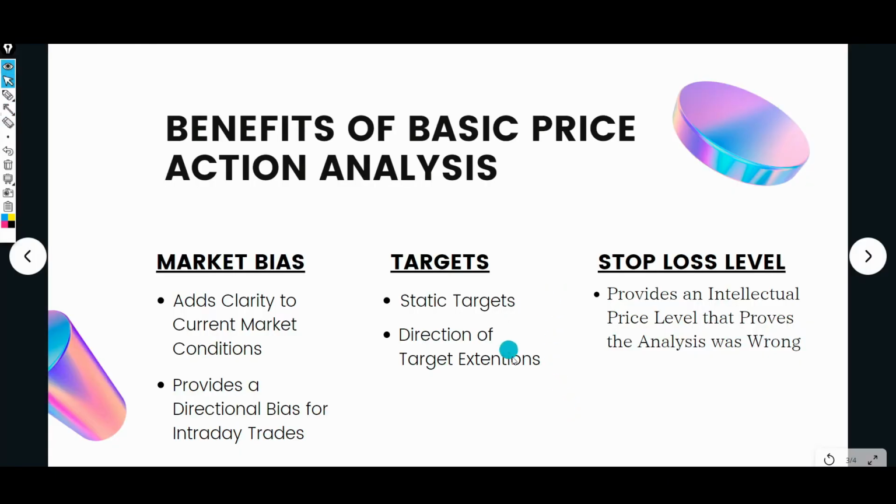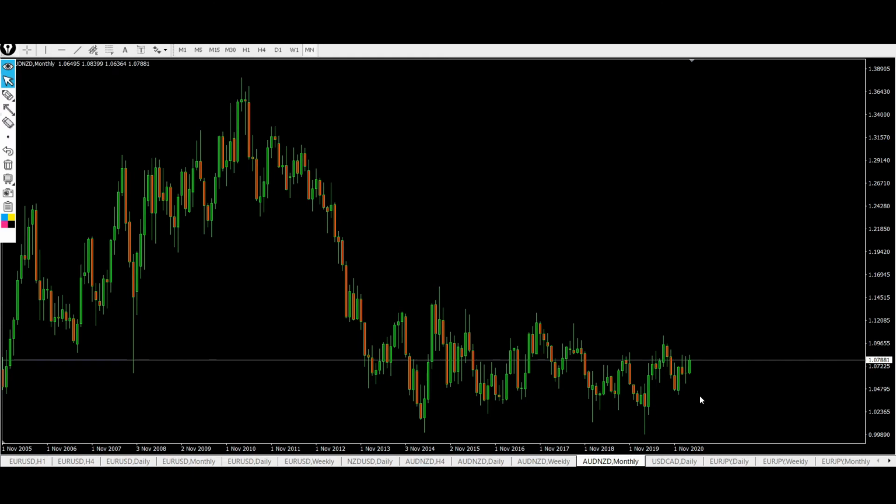Now, let's go on to stop loss levels. It provides an intellectual price level that proves the analysis was wrong. This is perhaps the most important of the three benefits. Since we were basing our analysis on the strength of this move up and the relative weakness of this move down, if price reaches this pivot low right here, that will mean our analysis was wrong.